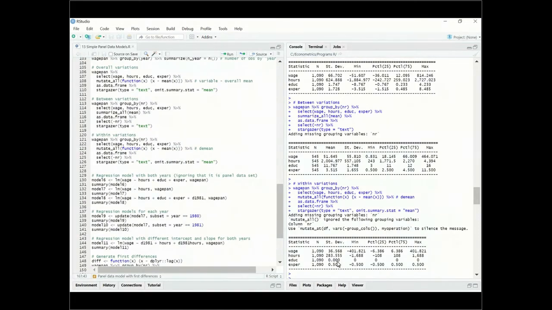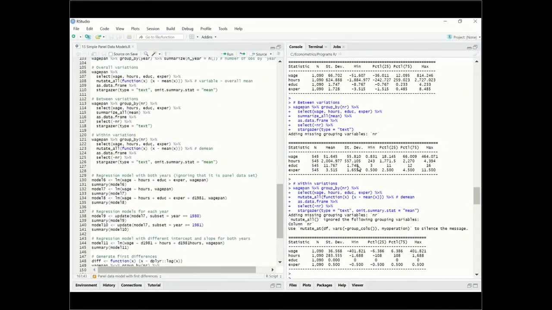Now notice that there is a between variation for education. This means that this variable differs from one person to the next. So someone has 12 years of education, another person has 10 years of education, and so forth.